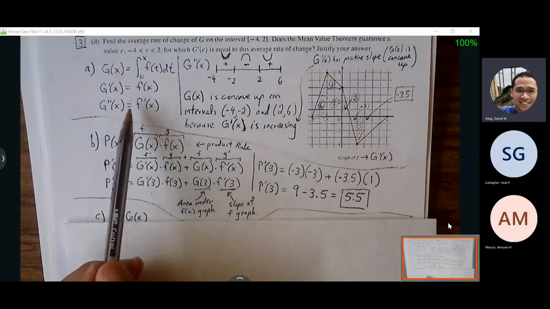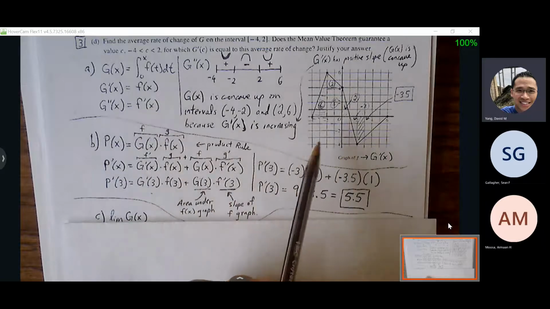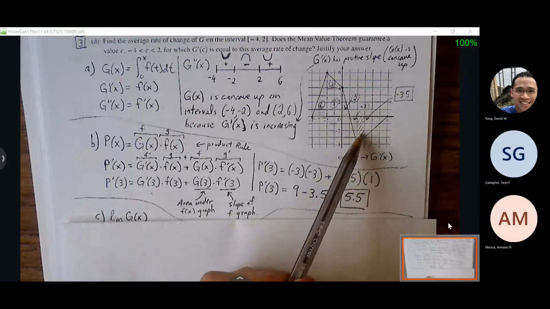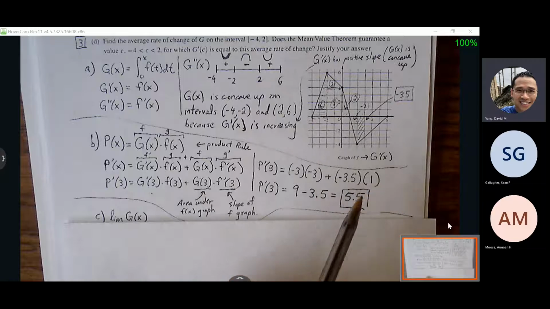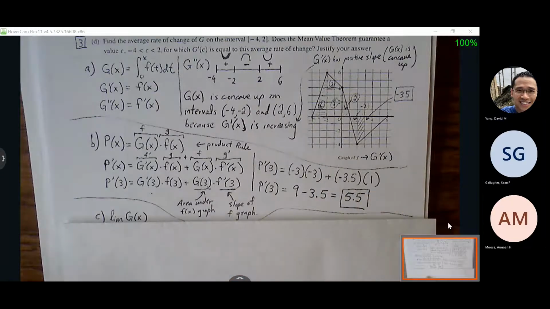F prime is the slope of my F graph. So F prime of 3, that's the slope of 1 over 1. Okay. Clean all that up, we get 5.5.